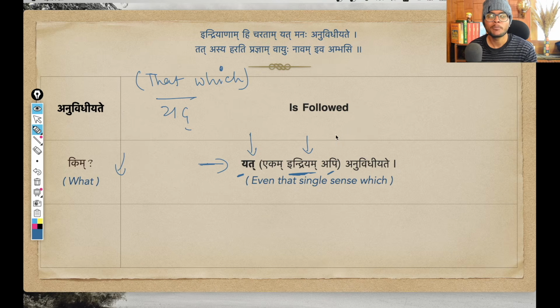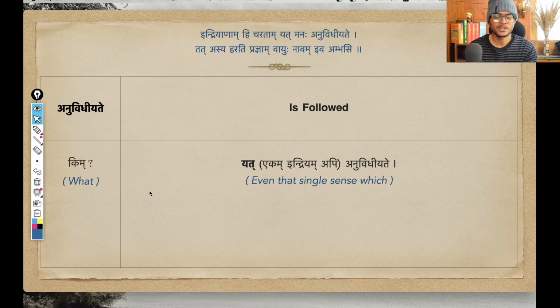But then to give it a proper contextual impact, I am adding this word also, api, this avyayam. So the entire structure becomes yat ekam indriyam api anuvidhiyate. Even that single sense which is followed, even that single indriya which is followed, which is obeyed. I hope the entire structure of the sentence becomes clear. So yat anuvidhiyate, these are the words present in the shloka. To get the proper meaning out of it, I am supplementing it with these additional words. Even that single sense which is obeyed, even that single sense which is followed. That is what we have so far.